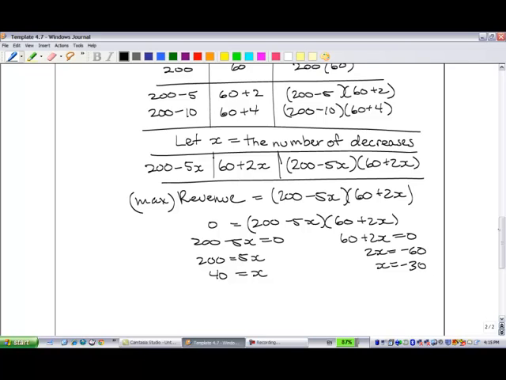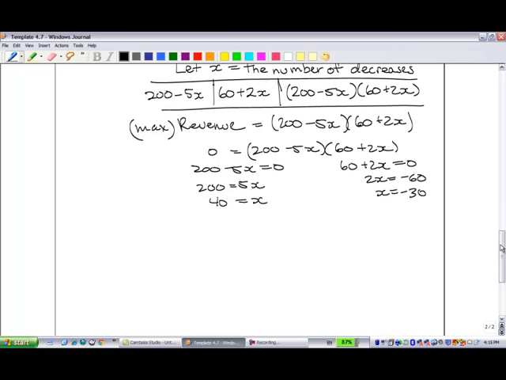That doesn't tell you the x-coordinate of the vertex. We still need to do kind of like an average. Let's go -30 plus 40 over 2. -30 plus 40 is +10, divided by 2 is 5. So what that means is we should have 5 price decreases.